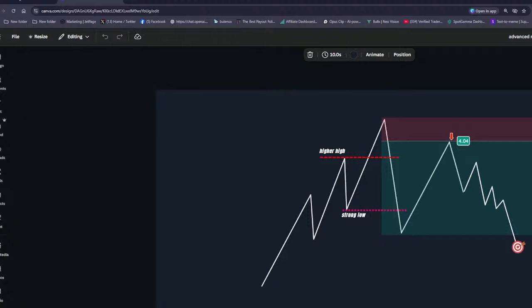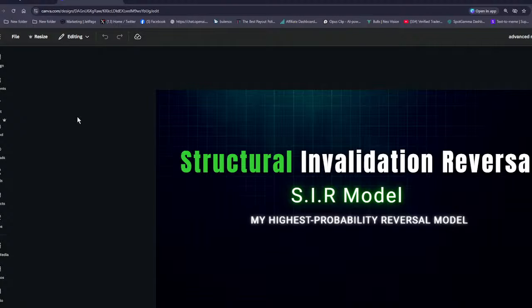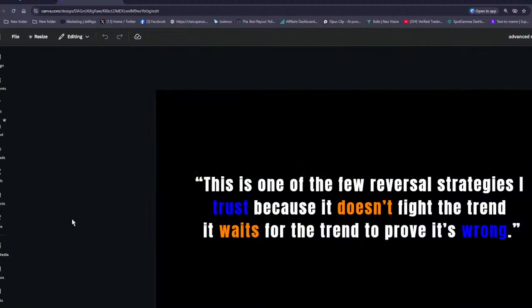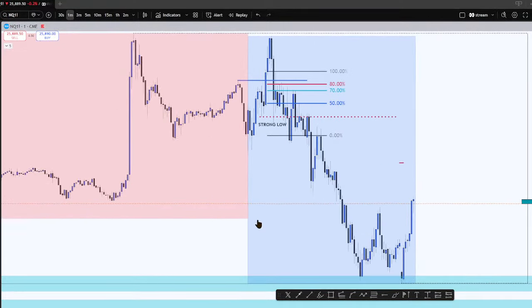And I've decided to name this strategy. I was struggling with a name for a while. I'm going to call it structural invalidation reversal, like the SIR model, because it is really fire. It's like the only pure reversal strategy that I trust because it doesn't fight the trend. It waits until it proves itself right most of the time. That's something I really like about it.